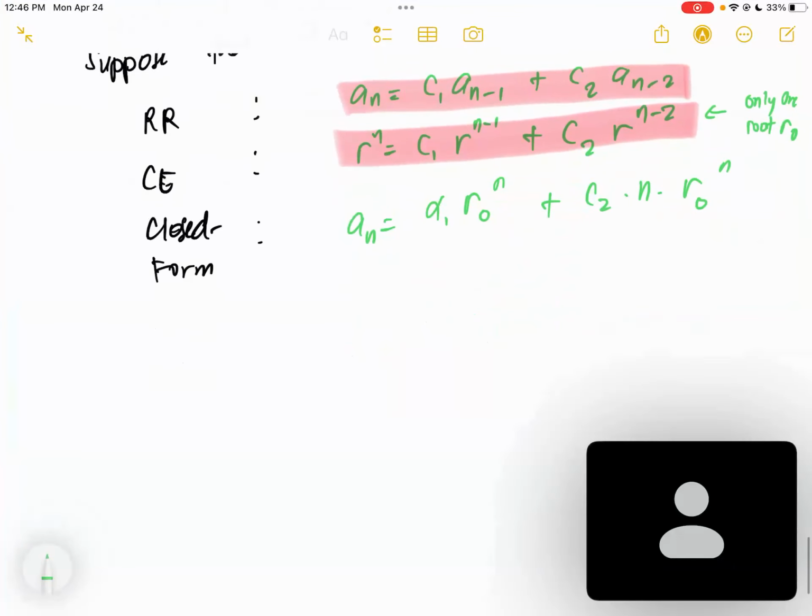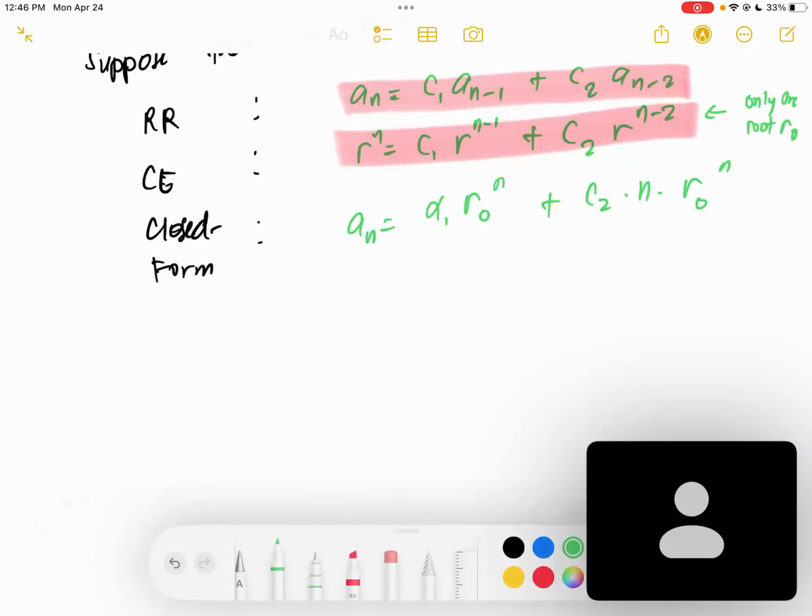Okay, so we then have this closed form solution: a sub n equals alpha 1 times r sub 0 raised to n plus alpha 2 times n times r sub 0 raised to n. So notice here the r sub 0 in the two terms, since we only have one root.